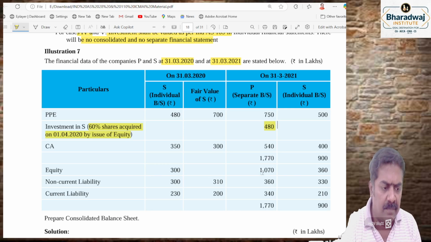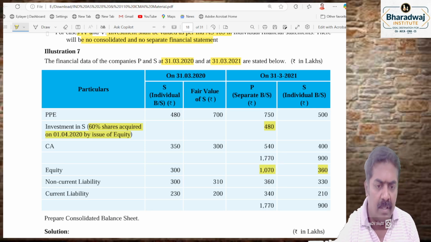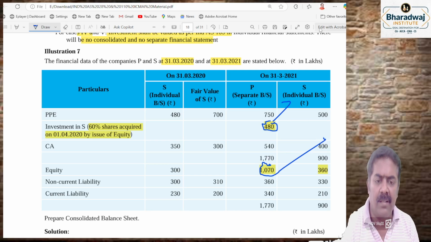Equity is given. Look at the opening balance, it is 360. Closing balance is how much? 1070. This includes shares issued for investment purpose. The closing balance of equity is clear. This includes the shares allotted for the purpose of what? Acquiring other company shares.